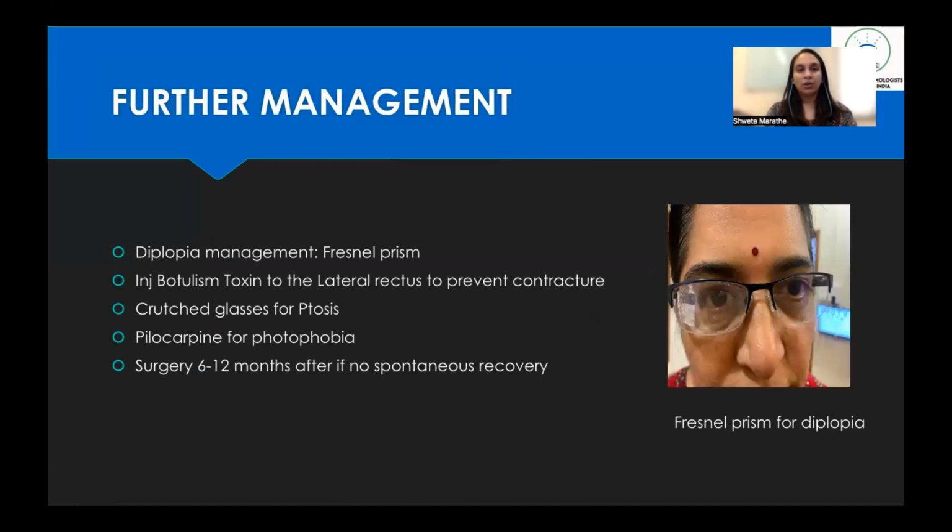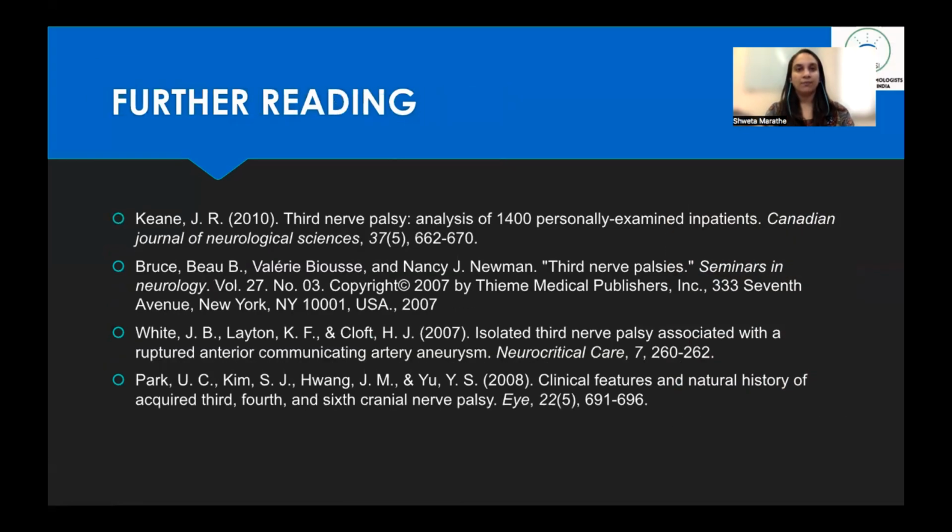Further management would involve diplopia management, like in this patient, you can see on the right glass, you have given a Fresnel prism, injection Botox to the lateral rectus to prevent contracture, usually done in the first 2 to 3 weeks, crutch glasses for ptosis, pilocarpine for photophobia, and surgery, you have to wait for 6 to 12 months if there is no spontaneous recovery.